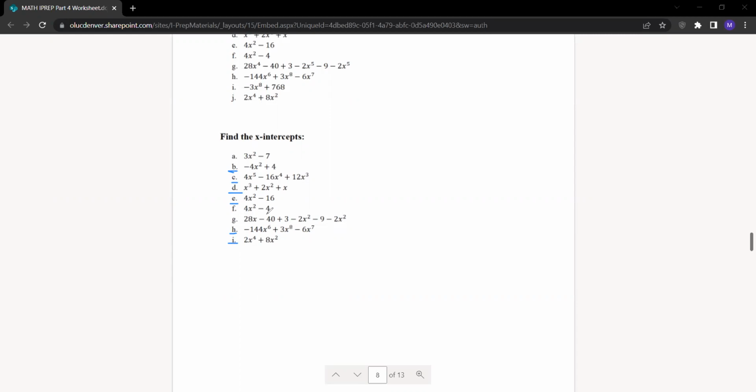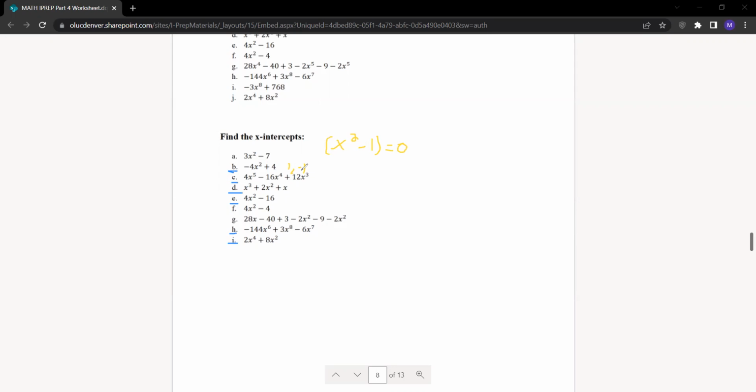So let's go ahead and look at B. We have negative 4x squared plus 4. So in this case, how do we find our x-intercepts? We can factor out the negative 4, so we'd have x squared minus 1. And here we can factor, our x-intercepts are going to equal 1 and negative 1, because 1 squared is equal to 1, and negative 1 squared is also equal to 1. So we get 1, negative 1.